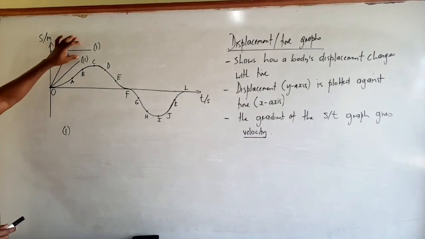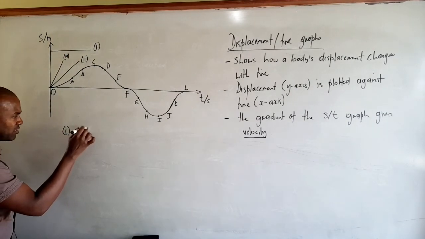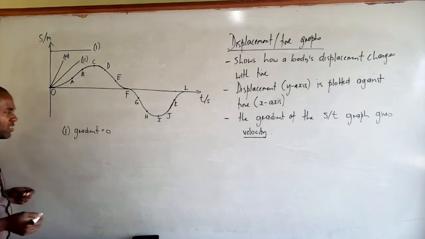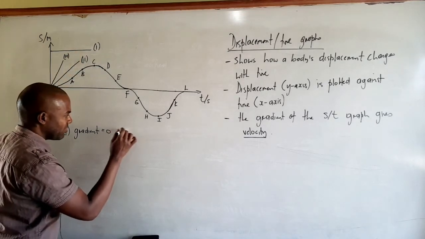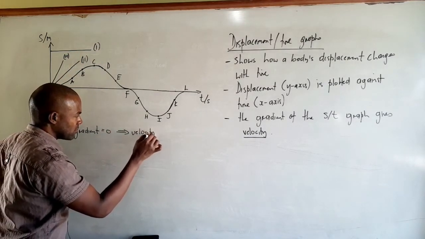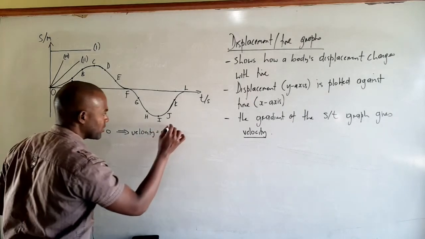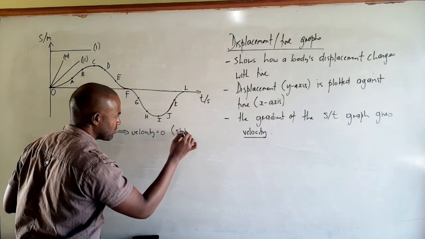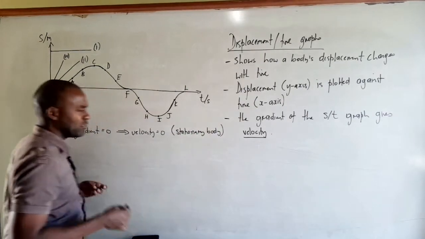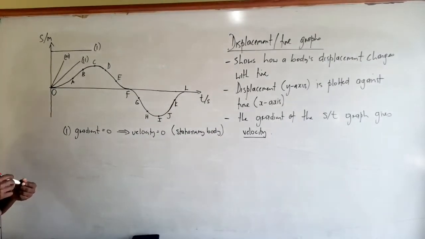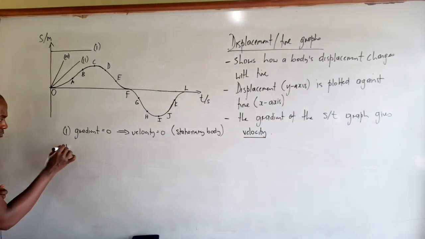So if we examine it in terms of the gradient, we can see that the gradient is equal to 0, because of course it is a horizontal line. So the gradient is equal to 0, which implies that the velocity is equal to 0. And this is basically the graph of a stationary body. So the displacement is not changing with respect to time, and this means that the body is not moving, it is stationary. Let's look at graph 2.